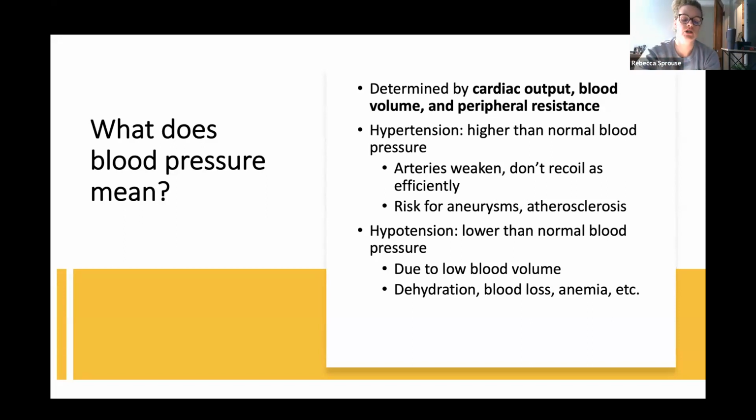So hypertension can weaken the arterial walls to the point where they don't recoil as easily, and that can be really problematic. Hypotension is going to be low blood pressure, and that's typically just due to low blood volume. A lot of times it's dehydration, right? How much water does your blood plasma have at any given time? Or if you're traumatically bleeding, losing blood very quickly, anemia, loss of red blood cells, things like that can all cause hypotension.